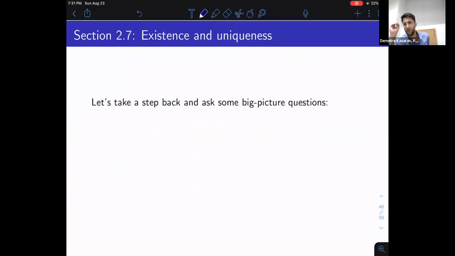Now let's take a bit of a step back and make some remarks about what we're doing. As I said before, we kind of jumped right into computing solutions to differential equations, learning some different techniques for solving them in practice. But there are some fundamental questions like, what are we doing? Do we even know that these have solutions? We're computing them, but do we know we should be? Is that our goal? Should that be our goal?